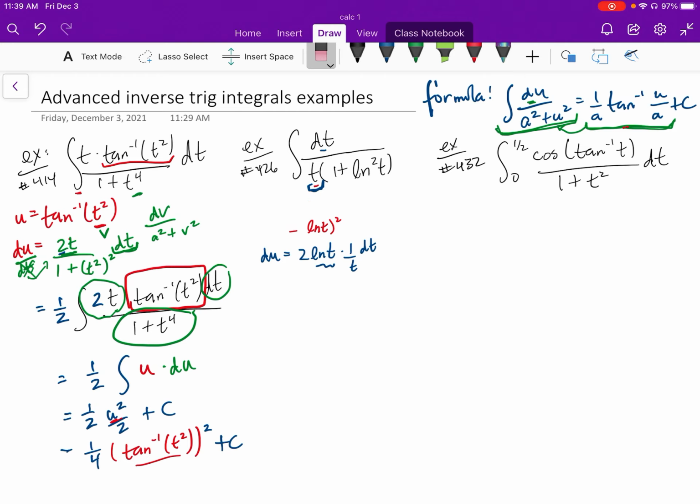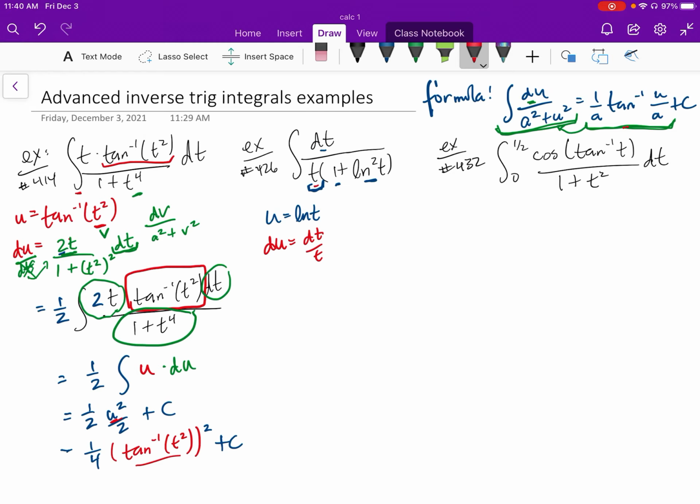What we can do, though, is a simple manipulation of the formula that we were given, and say, all right, well, if u is just ln t, then I have this a squared plus u squared, right? And du would be dt over t, and that works perfect. Let me change the color here. Du equals dt over t.